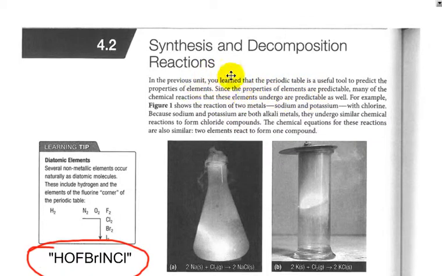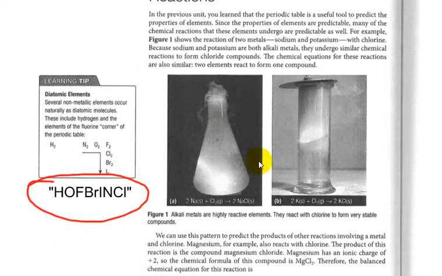So here it's just an introduction, talking about the periodic table. Elements are predictable, the properties, because of how they're arranged. And then they give this little demo here with reacting alkali metals with chlorine, etc. Sodium and chlorine gas yields sodium chloride. So we have two elements coming together to make a compound.